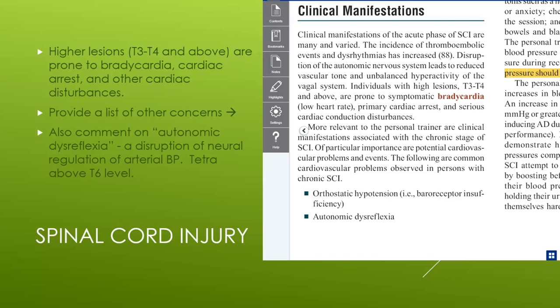disturbances. Now, they do provide a list over here, and I'll bring it up in a second, but they spent some time referencing autonomic dysreflexia. It's the disruption of the neuroregulation of the arterial blood pressure. And when you have an injury above the T6 level, usually they're quadriplegic, and it again affects everything downstream. So if you have an injury that high up, it's going to affect everything downstream. And to a certain degree, the systems that affect heart rate and the systems that affect blood pressure will also be affected if there's a spinal cord injury.